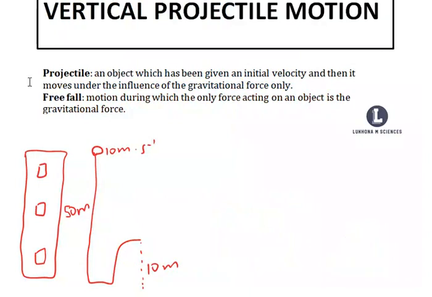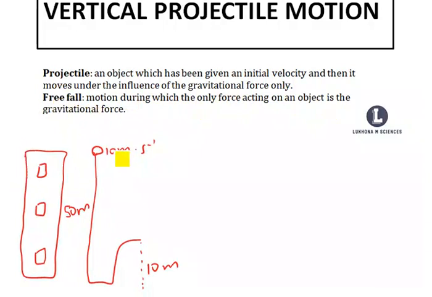So we have projectile: an object which has been given an initial velocity and then moves under the influence of gravitational force only. Then we have free fall motion, during which the only force acting on an object is the gravitational force.